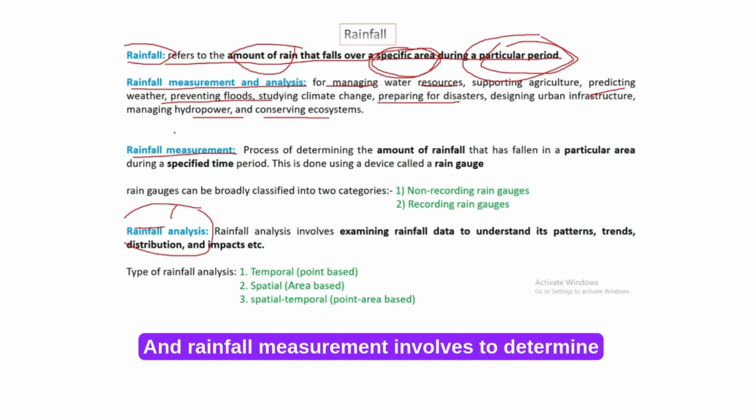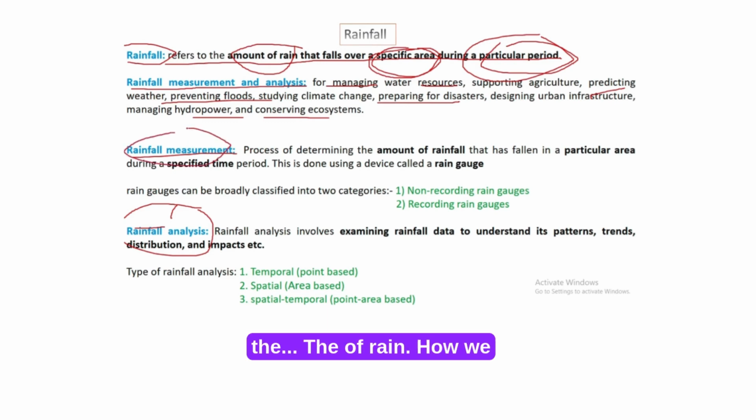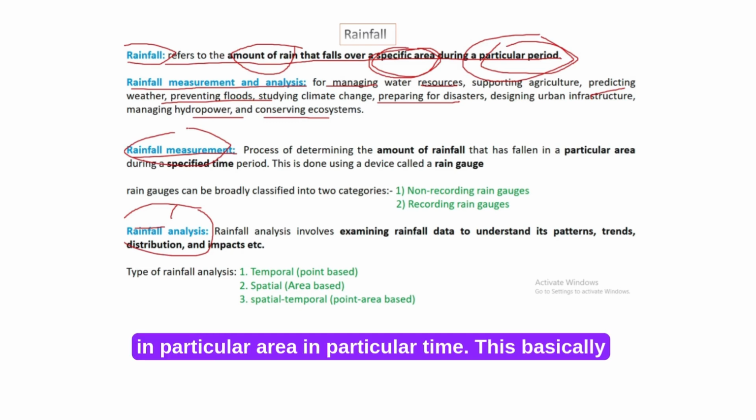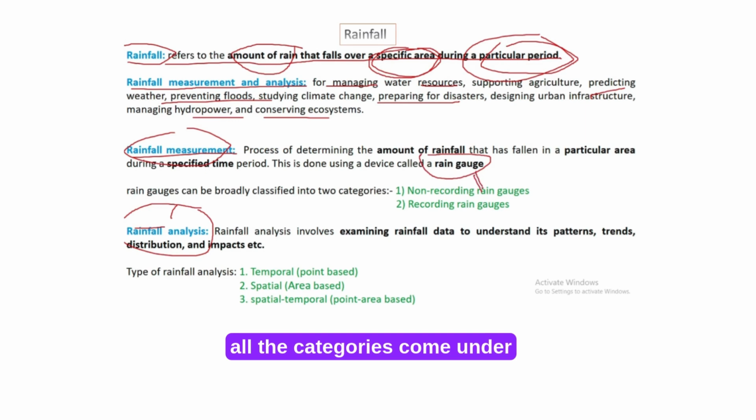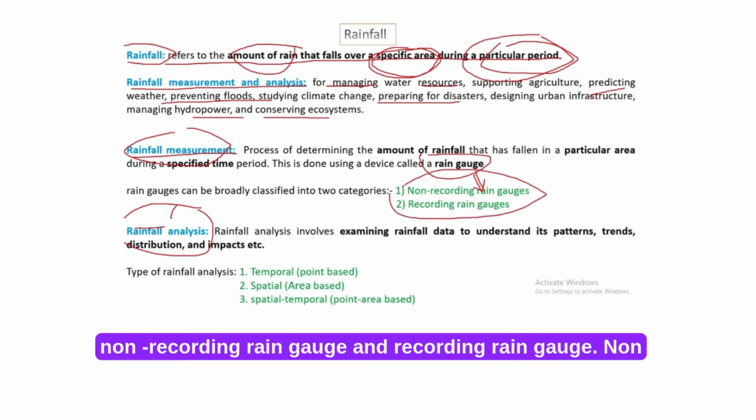And rainfall measurement involves determining the amount of rain. How do we measure the amount of rain in a particular area in a particular time? This is basically done by the instrument rain gauge. This instrument is of two types. There are various subtypes, but all those categories come under these two types. You can see here: non-recording rain gauge and recording rain gauge.